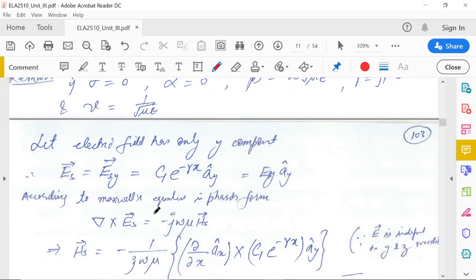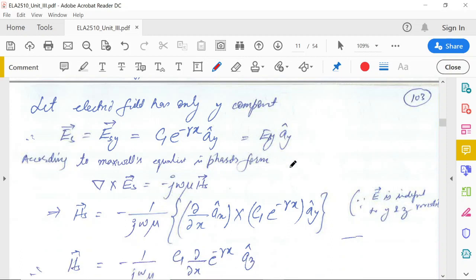Now, to find the magnetic field, let the electric field have only a y component, as we assumed in the last case. To simplify and understand the concept, we just focus on the one component. So let Es have a phasor form of some sort like this. This is the magnitude, and there is the direction. So we focus on the y component. So you have Ey Ay.